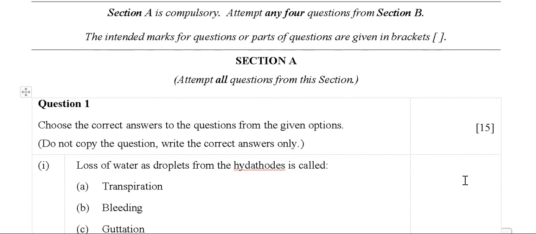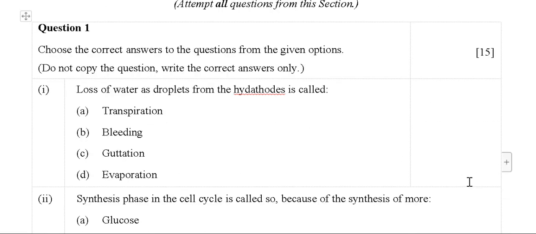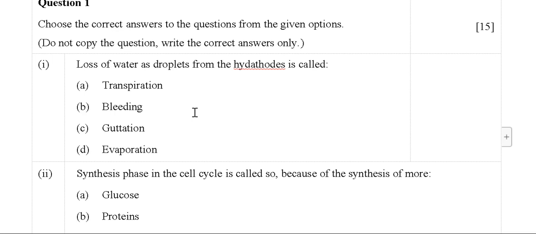So here in section A, the first question is a multiple choice type question. In question number one, choose the correct answer from the given options. First: loss of water as droplets from the hydathodes is called? What is the name of the process where water droplets mainly come out through the hydathodes? The correct answer here will be guttation.